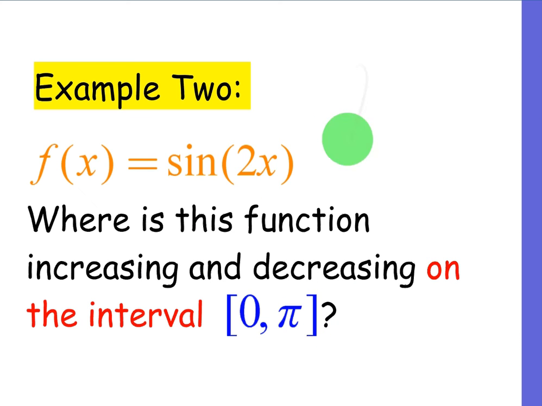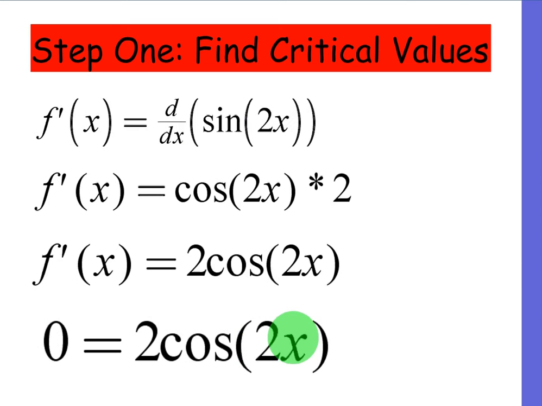And we know because trig functions go up and down, we pretty much want to just look at a particular section of that graph from 0 to pi. Remember that a function can only change directions at critical values. So first, step 1, we're going to find critical values. Taking the derivative first of sine of 2x, the derivative of sine is cosine of 2x multiplied by the derivative of the inside, times 2. So our derivative is 2 cosine of 2x.